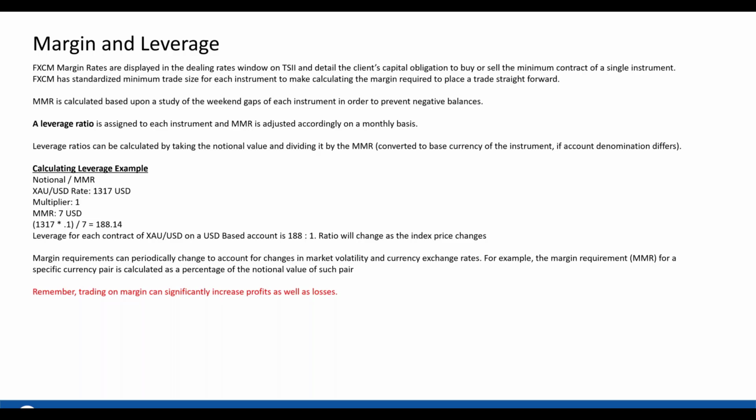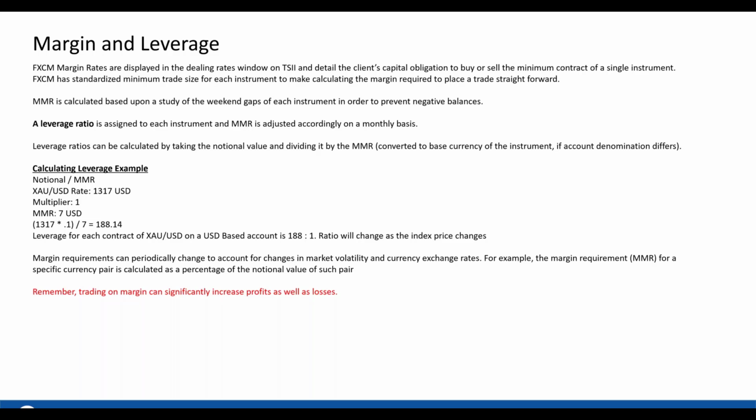Assuming that the gold price is 1317 US dollars, the multiplier is 1 and the minimum margin requirement is 7 US dollars, then we have 1317 times 0.1 divided by the 7 equals 188.14. Leverage for each contract of gold on a US dollar based account is 188 to 1. The ratio will change as the index price changes. Margin requirements can periodically change to account for changes in market volatility and currency exchange rates. For example, the minimum margin requirement for a specific currency pair is calculated as a percentage of the notional value of such pair.